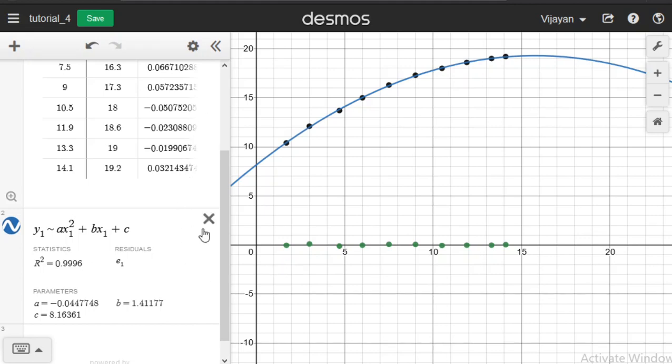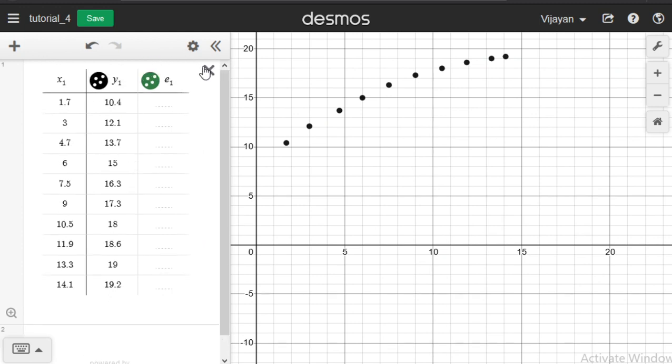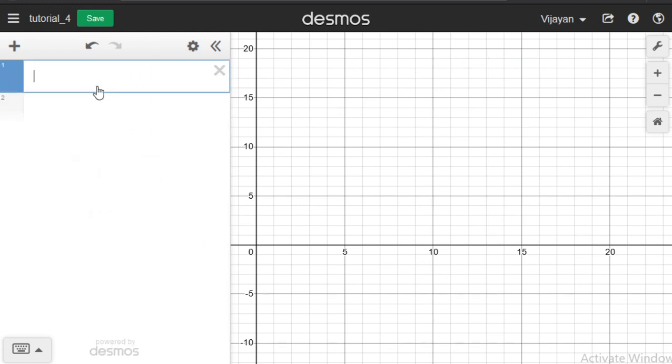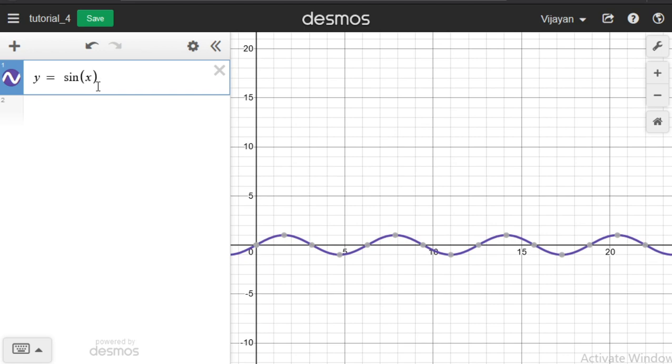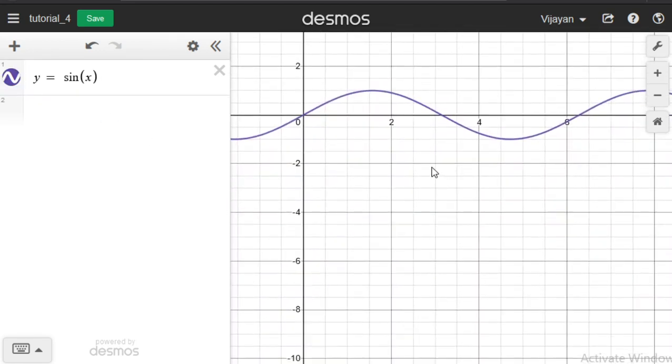Now I want to show something about summation. How to do the summation function. Suppose I want to plot y is equal to sine of x. This is the sine function I have plotted. Y is equal to sine of x.